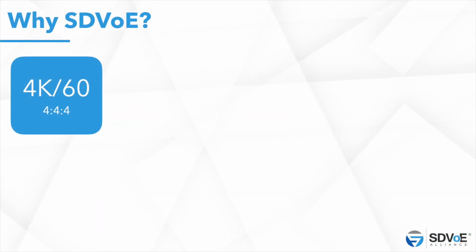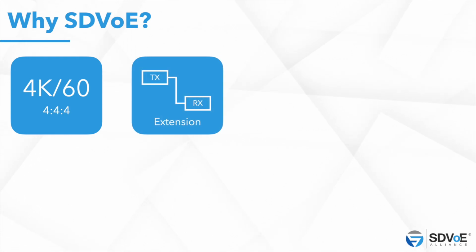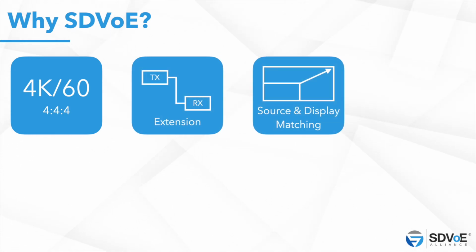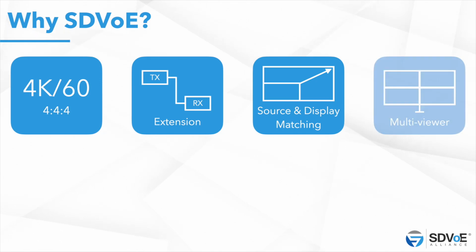So why SDVoE, right? 4K 60 444. There is a demo here comparing SDVoE versus other competing 1 gig solutions, and you can see clearly the SDVoE has better image quality, especially if we look at the details. And when you move, the motion is much better. So you get lower latency, right?